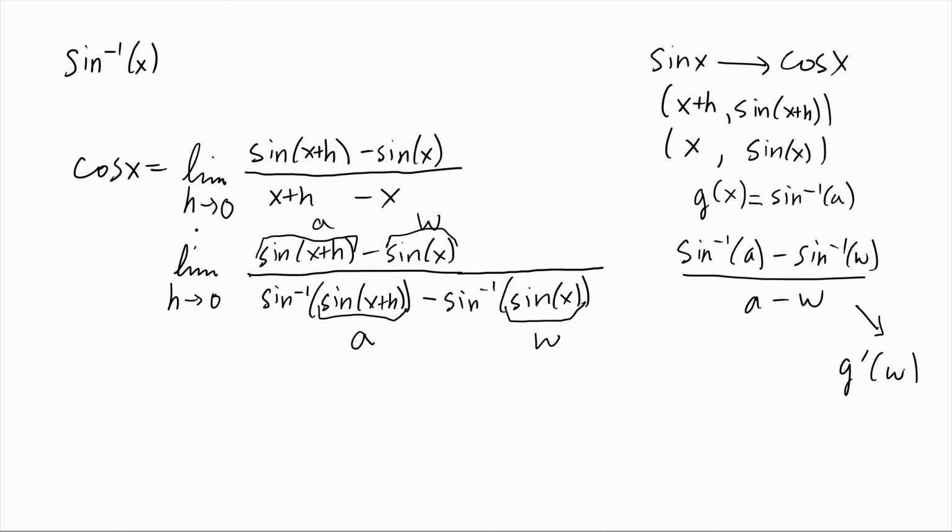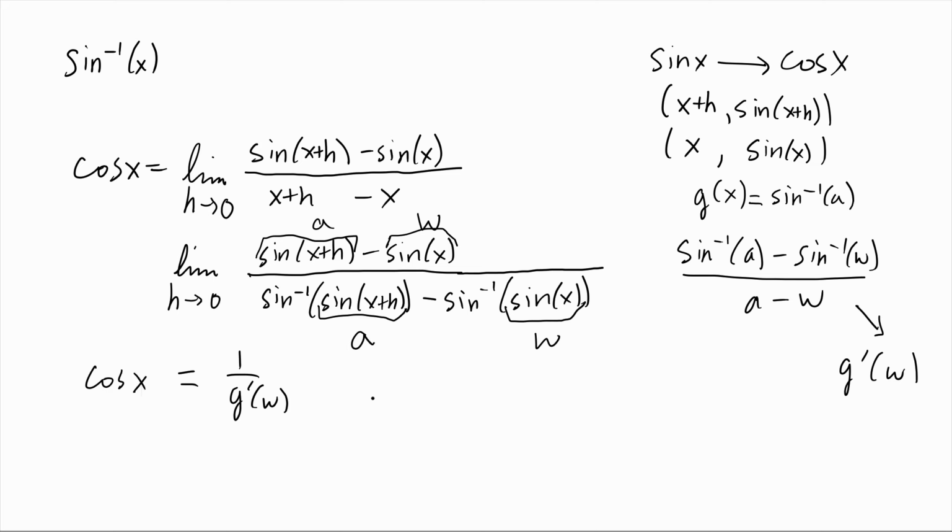So this whole limit then is the reciprocal of that. This is the reciprocal of this, right? So this whole thing will actually limit to 1 over g prime of w. This is a minus w over sine inverse of a minus sine inverse of w, the reciprocal of this. So we get that cosine of x is equal to that.